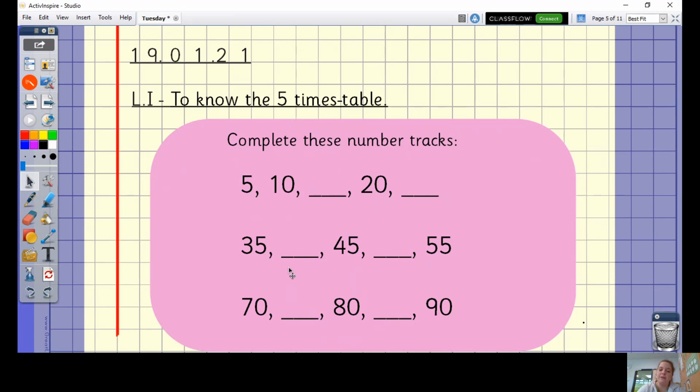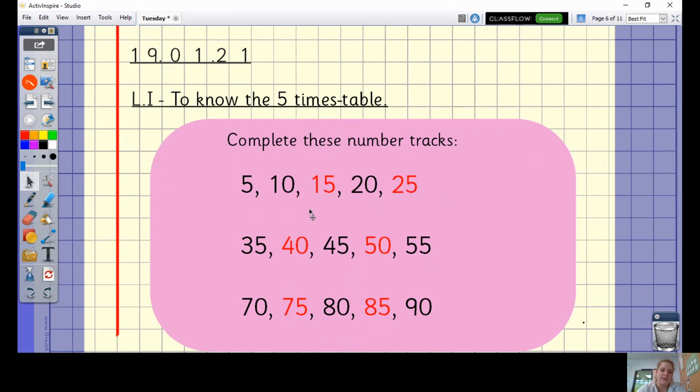Okay, hopefully you've had some time now to look through these number tracks and to fill in those missing spaces. I'm going to go through the answers with you now so you can go through and check you've got the answers right. Okay, so 5, 10, 15 was our missing blank here, and 25 at the end there. Our second sequence, 40 and 50 were the missing numbers, and our final sequence, 75 and 85 were the missing numbers.